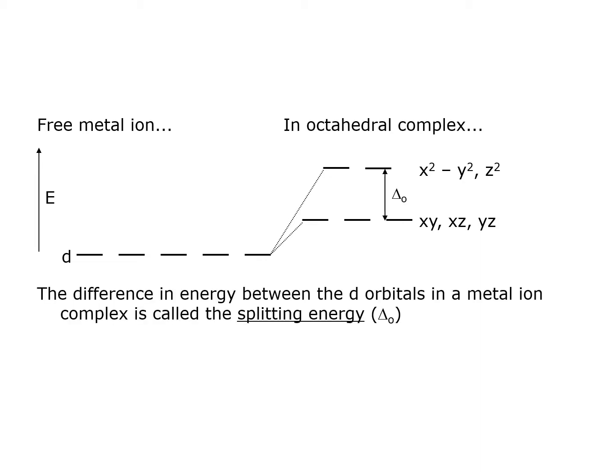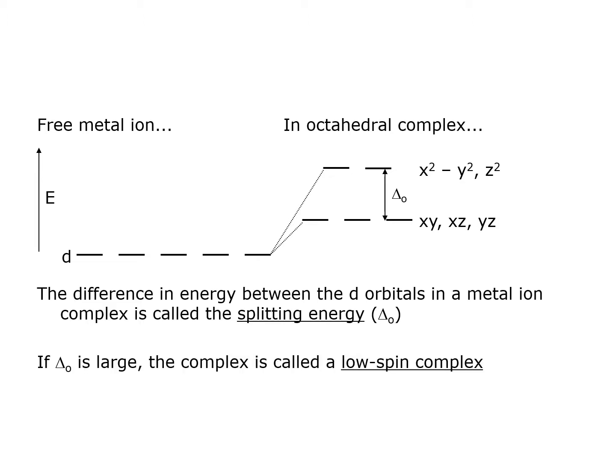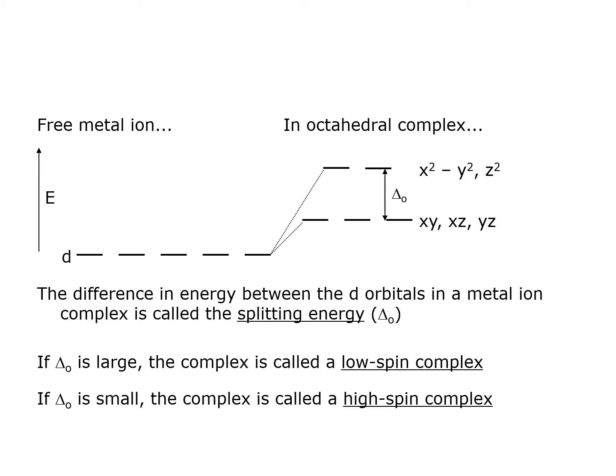Now, continuing, it should be obvious from the picture, and of course the image just appeared, there's a difference in energy between these sets of d orbitals. This difference in energy between the d orbitals is referred to as the splitting energy. Splitting energy is represented by a symbol, delta naught. If delta naught, your splitting energy, is large, we refer to the complex as being a low spin complex. If delta naught is small, we refer to the complex as being high spin. We'll talk more about this in a minute. Just splitting energy large, low spin; splitting energy small, high spin.